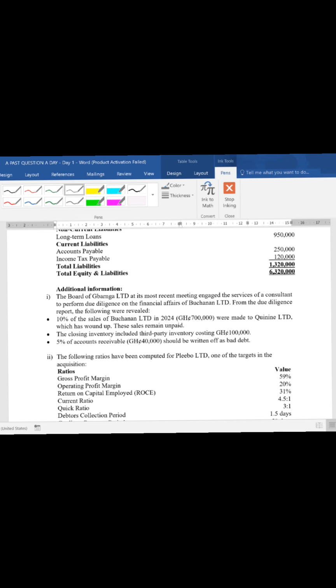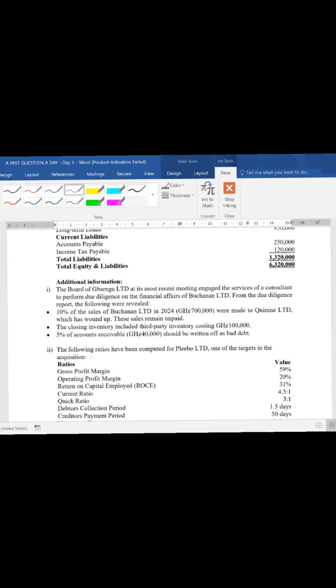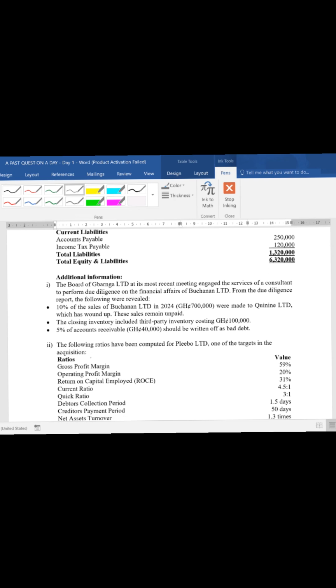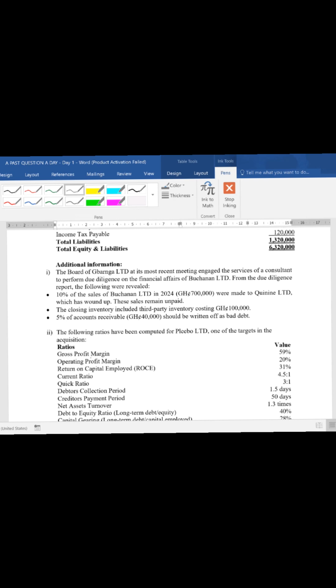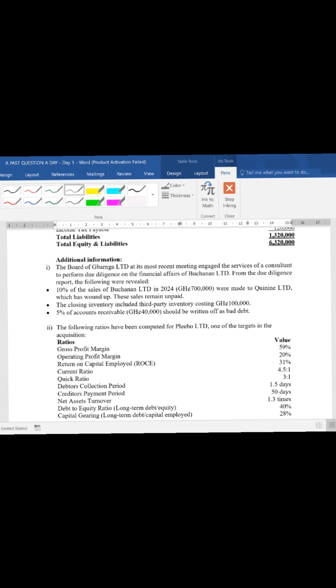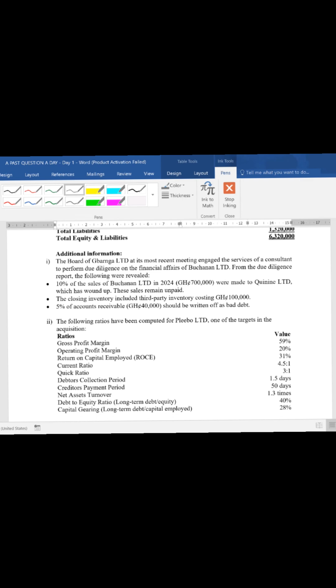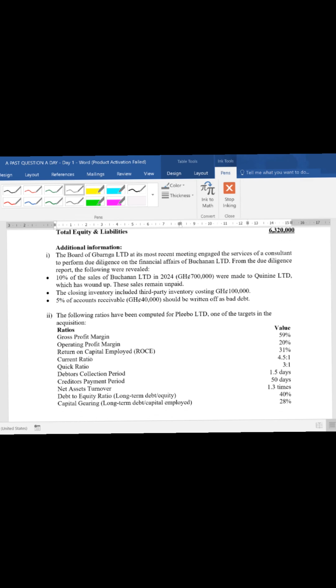2. The closing inventory included third-party inventory costing 100,000. What it means is that our closing inventory value reported in our balance sheet includes 100,000, which belongs to another organization or a third party. So you may have to revise or correct it. 3. 5% of accounts receivable, making up 40,000 Ghana cedis, should be written off as bad debt. So our receivable will go down further by 40,000 Ghana cedis after we have reduced it by the 700,000 in the first additional information.